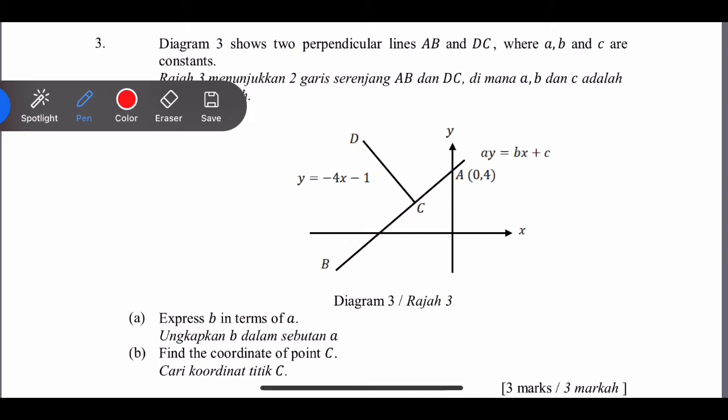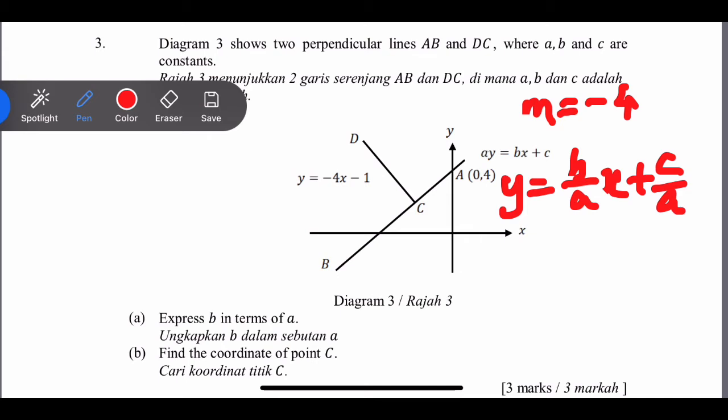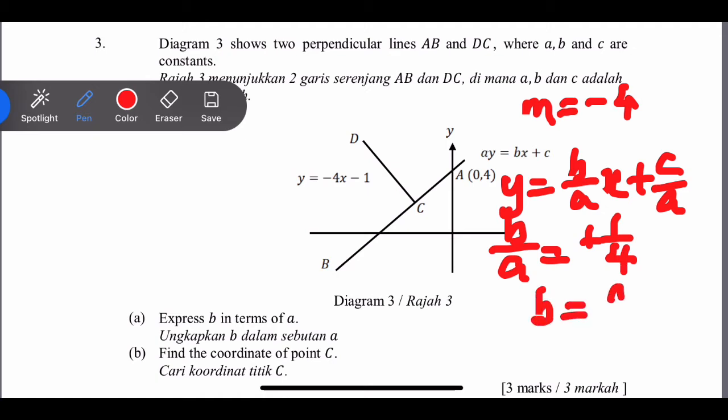So this is about the perpendicular lines. AB and DC are perpendicular. So when you see perpendicular, you find the gradient for line DC, which is m1, negative 4. And the other equation you have to express in gradient form, which is y equal to b over a x plus c over a. So that means the gradient is b over a. So this is the m2. The gradient should be equal to 1 over 4, right? Because m1 is negative 4, so m2 should be 1 over 4. Hence, your b is equal to a over 4, because the question is asking to express b in terms of a.